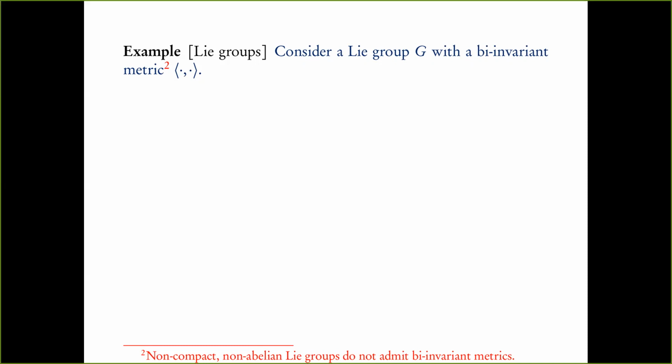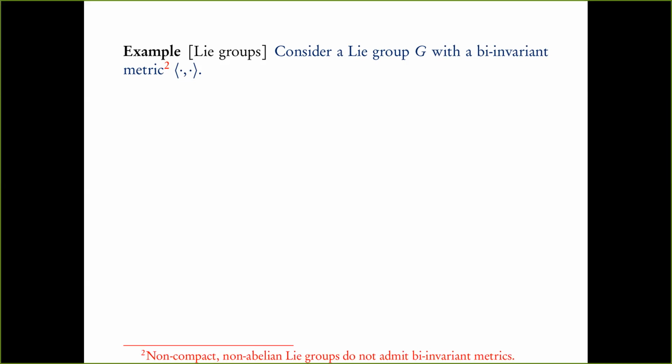There's a footnote you should keep in mind: not many Lie groups admit bi-invariant metrics. In particular, non-compact, non-abelian Lie groups do not admit bi-invariant metrics. If it's a compact Lie group, it turns out compact Lie groups do admit bi-invariant metrics. That's often referred to as the Weyl trick, after Hermann Weyl.